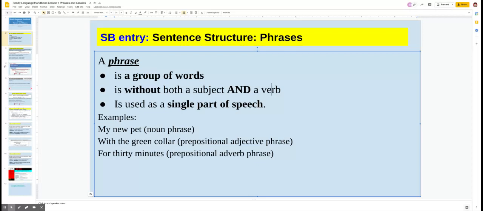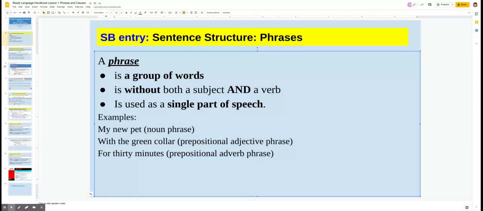So she has that green collar, and with is a preposition, and the object of the preposition is collar. So I have with the green collar as a prepositional phrase, and it's specifically an adjective phrase because it's describing my dog. She's wearing it. I can also say that she's only had the collar on for 30 minutes. And for is also a preposition, and how long she's had it on is talking about a length of time, which leads it to be a prepositional adverb phrase.